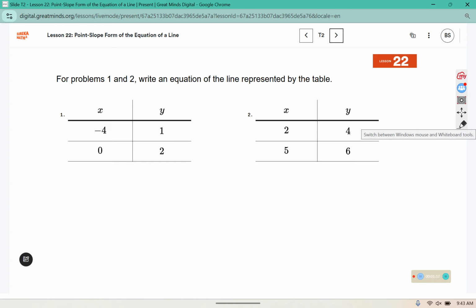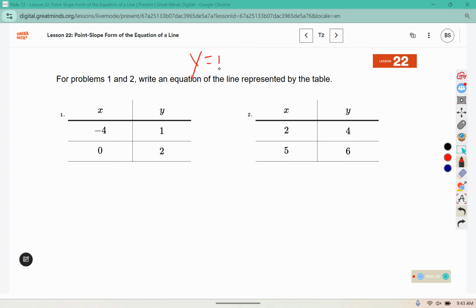For problems 1 and 2, write an equation of the line represented by the table. So we're going to write an equation, and the two pieces that we need for writing the equation in slope-intercept form are the slope and then where it crosses the y-axis.